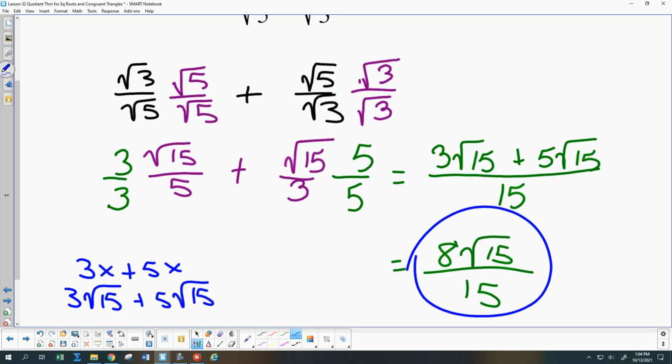Thumbs up, thumbs down in the middle. How do you feel about these two examples? Okay, we're going to do one more that's a little bit messier still, and then we'll move on to congruent things.